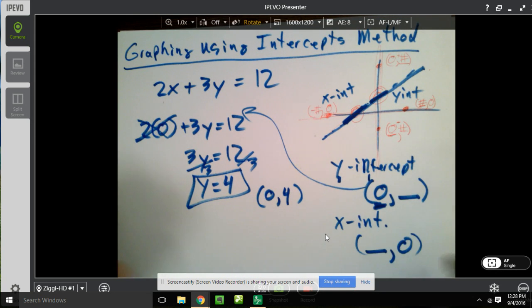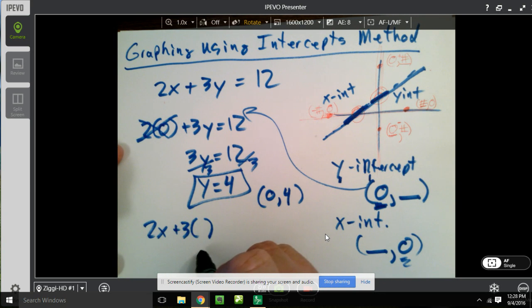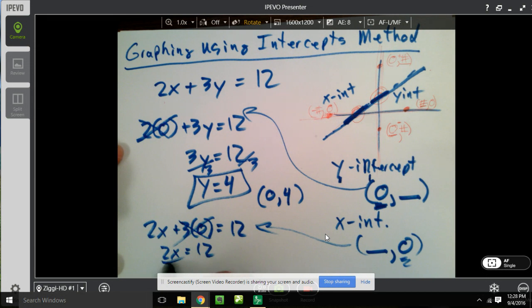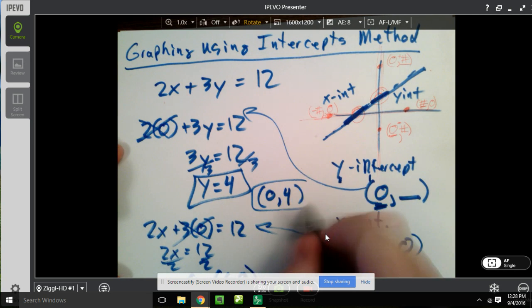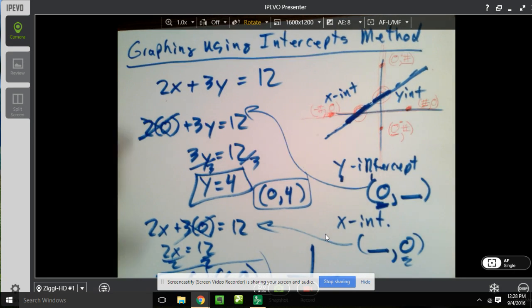Now, for the x-intercept, I'm going to put 0 in for y. 2x plus 3 times 0 equals 12. That goes away, so 2x equals 12. Divide both sides by 2. x equals 6. Since x is 6, remember that goes in the first spot: 6, comma, 0. I have my two intercepts here, and I can graph them.